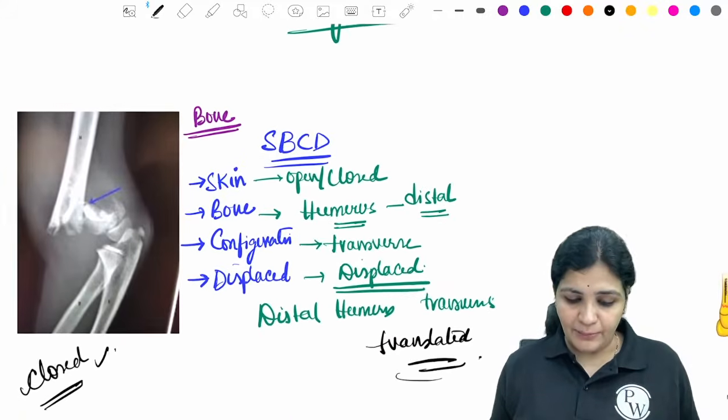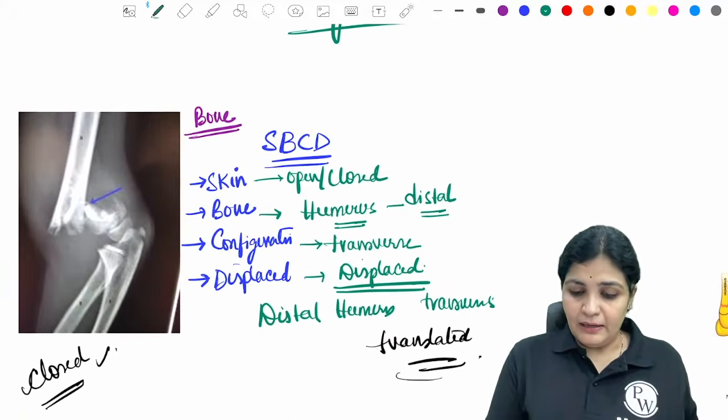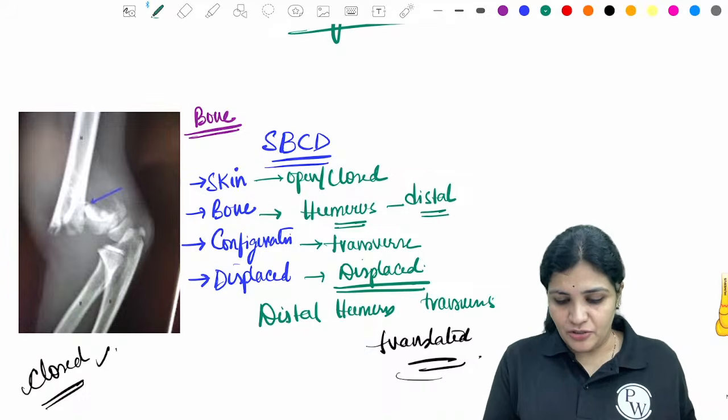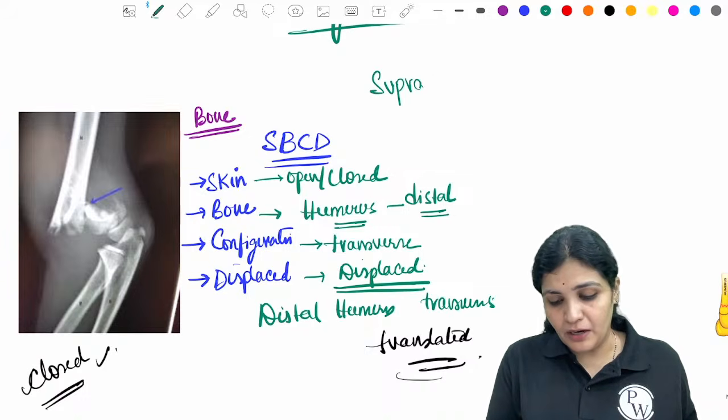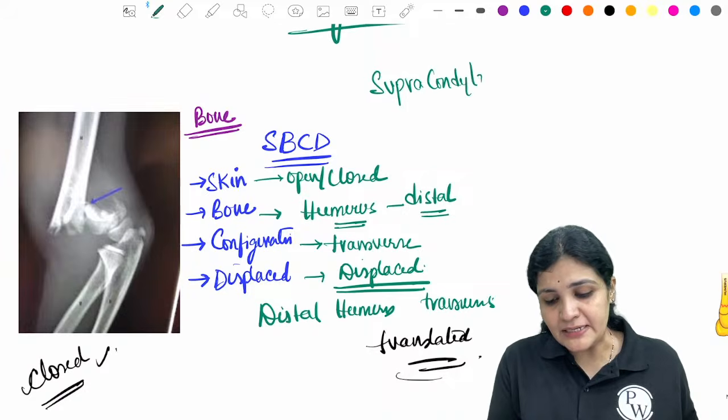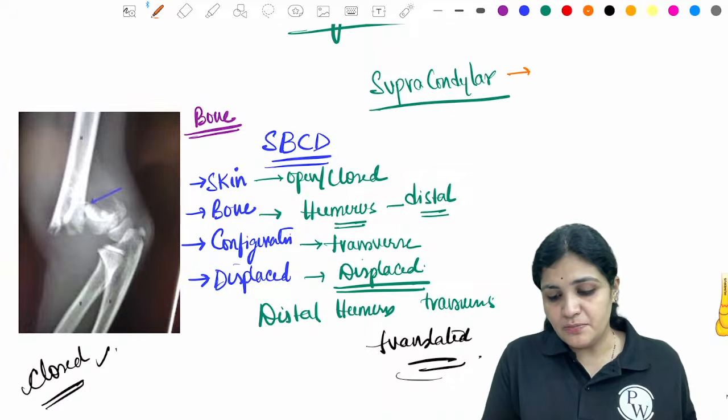So here we have coming the distal humerus supracondylar fracture. So whenever I say supracondylar, that means it is above the condyle. So this means it is above the condyles.